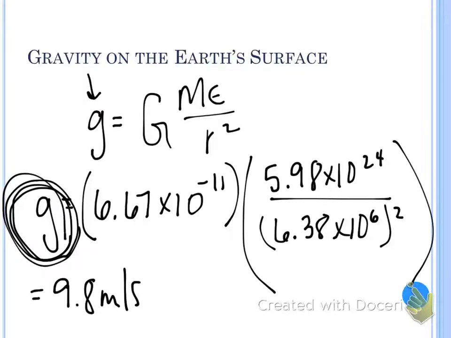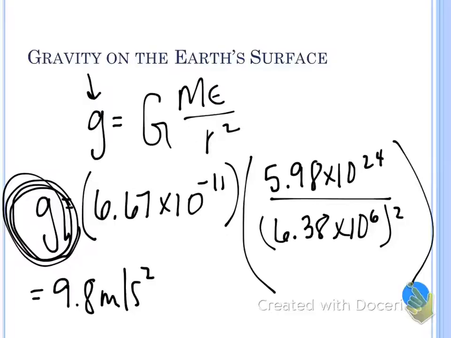When we solve for little g, our units should always be what? Meters per second squared, right? So when we're solving for Fg, our units are newtons. When we're solving for little g, our units are meters per second squared. Okay, be careful about that.